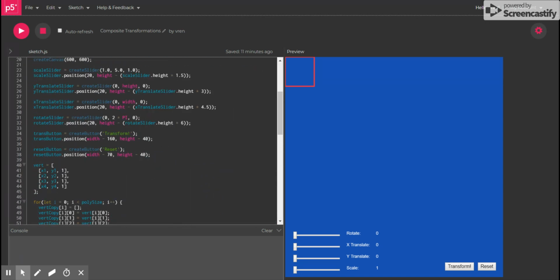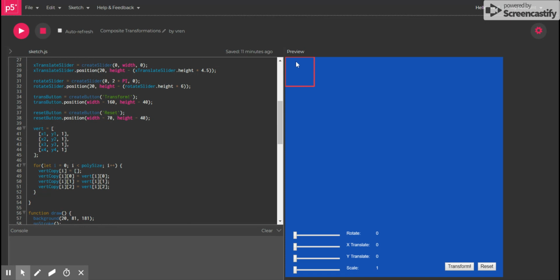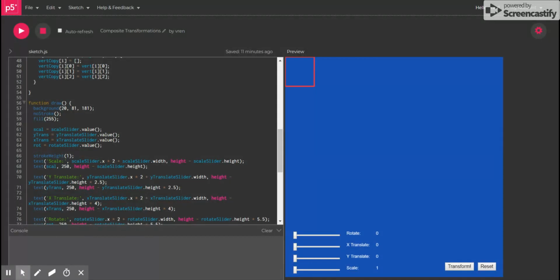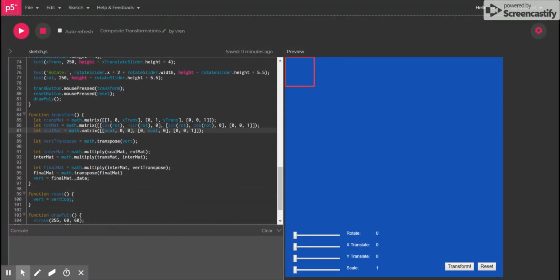For now, I have a rectangle defined, but you can, for instance, define any sort of polygon, and all of these transformations would still hold.